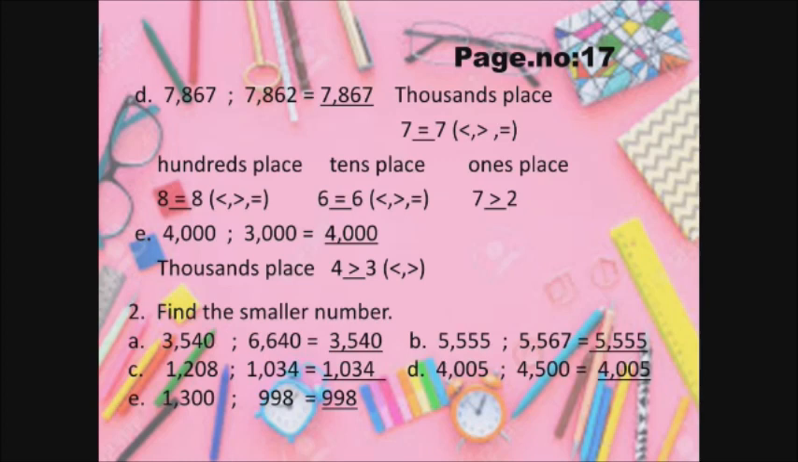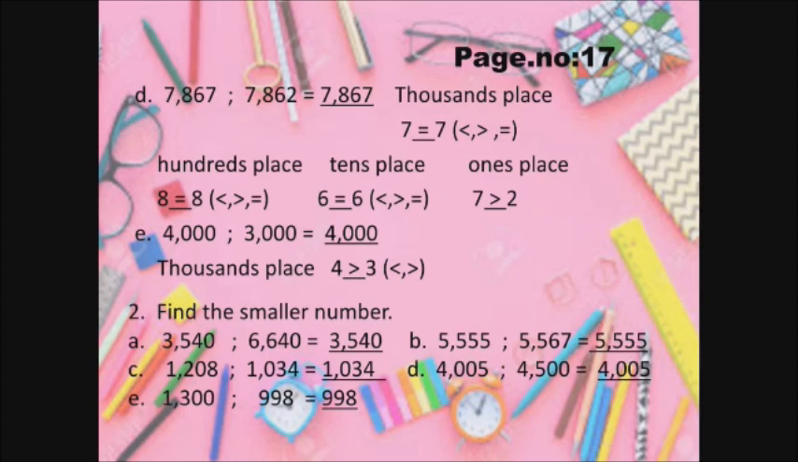Next, see the second sum. Find the smaller number. In the previous one we found the greater number. Here we have to find the smaller number. So 3540, 6640. Which is the smaller number here? It is 3540.